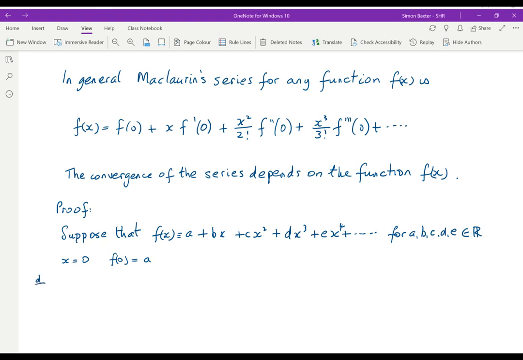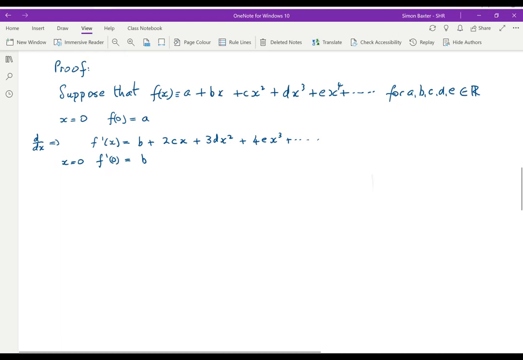So if we differentiate, we will get that f'(x) is equal to, a differentiates to naught, b + 2cx, differentiating x cubed 3dx squared + 4ex cubed, etc. Once again, we put x equal to naught. This gives us that f'(0) must be equal to b. Everything else is 0. And we carry on in the same sort of way.